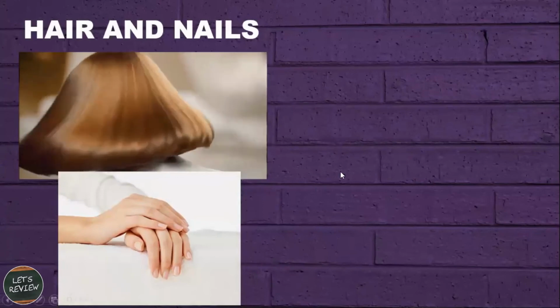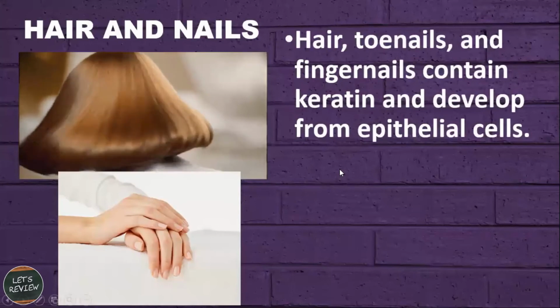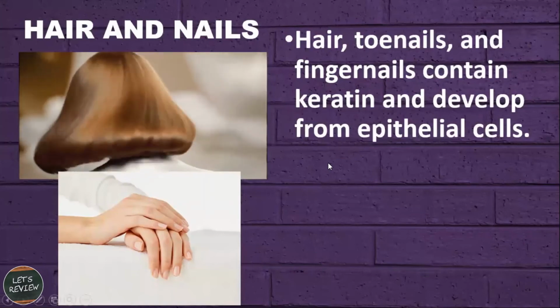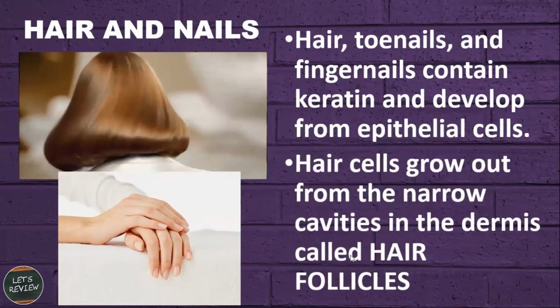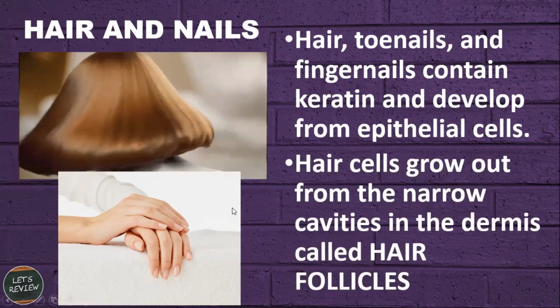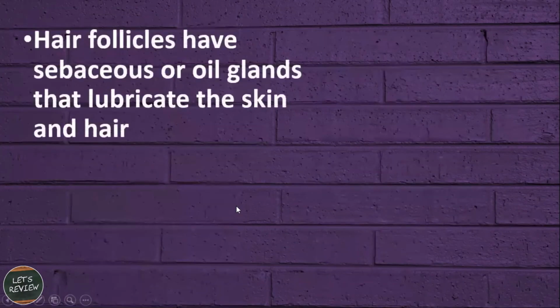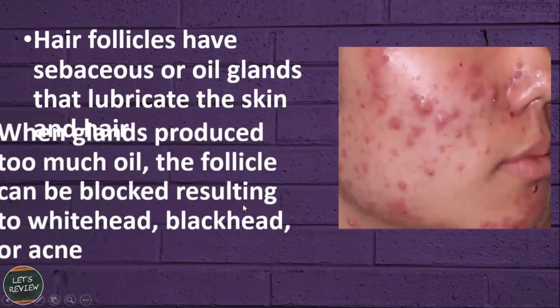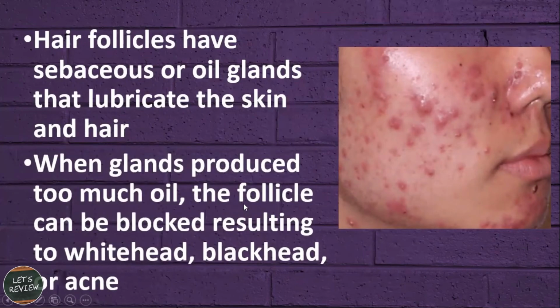What about the hair and nails? They're still part of our skin. The hair, toenails, and fingernails contain keratin and develop from epithelial cells. The hair cells grow out from narrow cavities in the dermis called the hair follicles. The hair follicles have sebaceous or oil glands that lubricate the skin and hair to avoid drying of the skin. When glands produce too much oil, the follicle can be blocked, resulting in whiteheads, blackheads, or even acne.